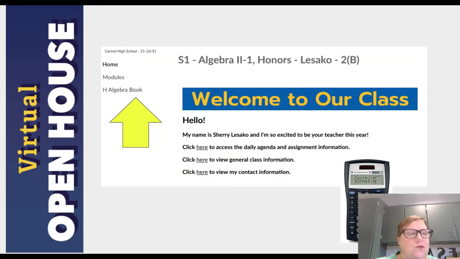The textbook that we utilize can be found by accessing our Canvas course and selecting the link on the left side where it says Honors Algebra 2 book. In addition to the book, students will be needing a scientific calculator to bring to class with them.